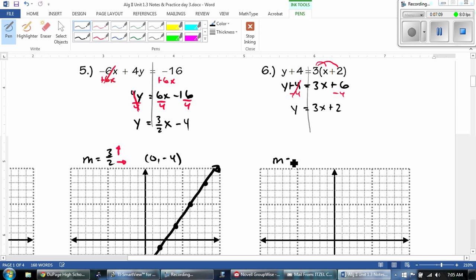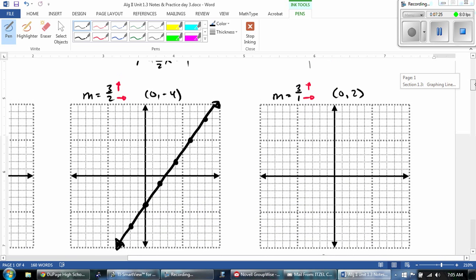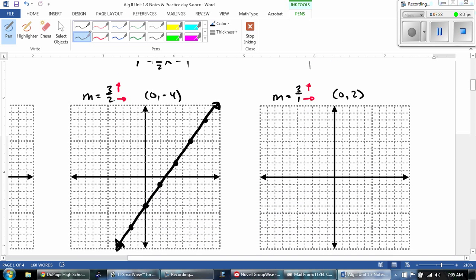That means my slope is the 3, which is 3 over 1. That means we're going up 3 and to the right 1. And then my y-intercept is 0, 2. Okay. So at 0, 2, remember, we always start on the y-axis. And going up 3 over 1, and then I'm going down 3 left 1, because down is negative and left is negative, which makes a positive.